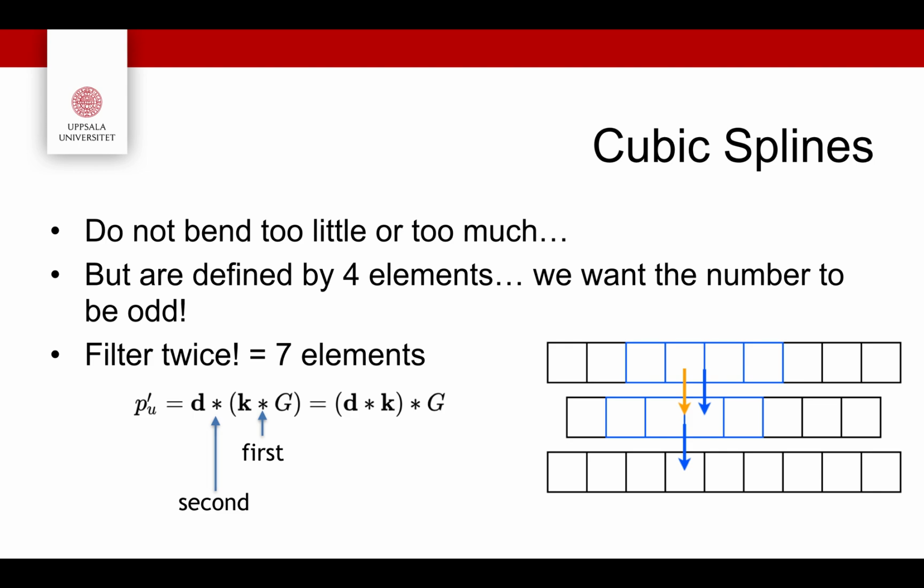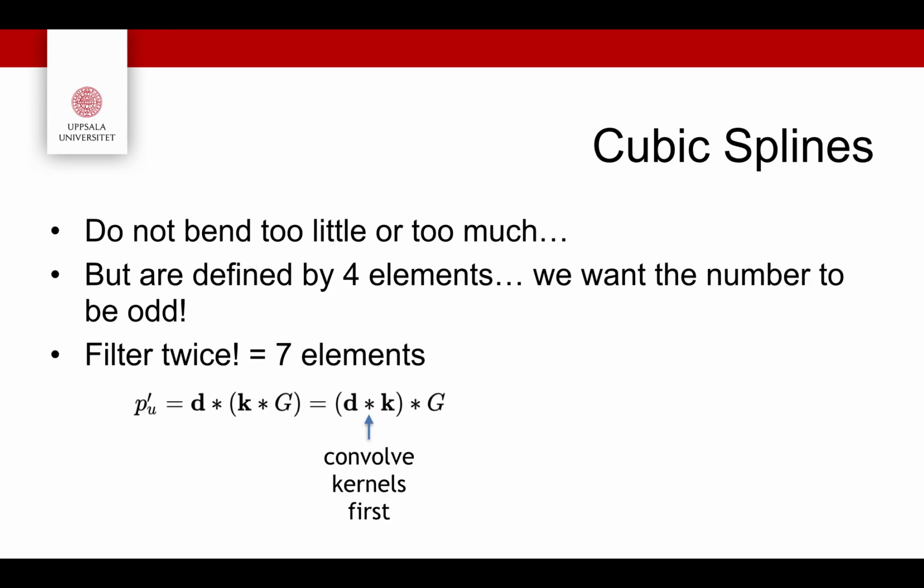And that actually means that you can filter the image by convolving the kernels first and then convolving with the image. This will give you a 7-element long kernel. And in this case, one is for differentiation and one is for interpolation, just like in the Sobel case.